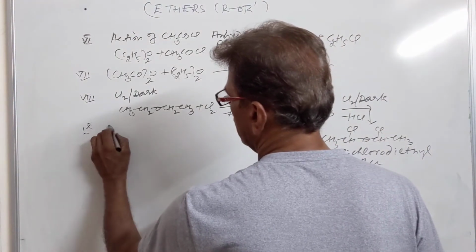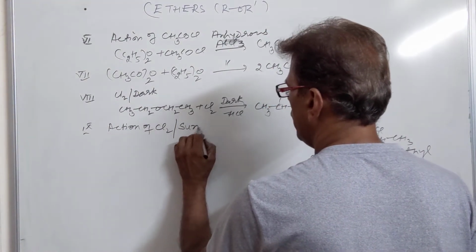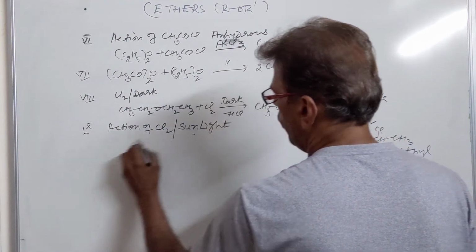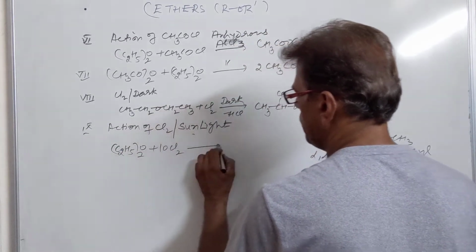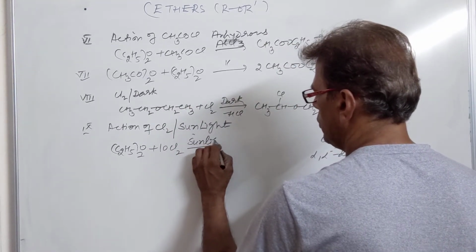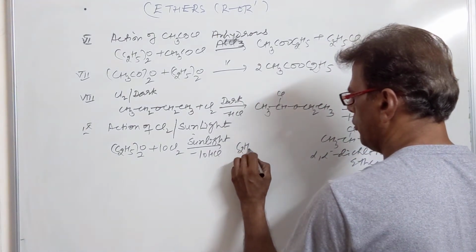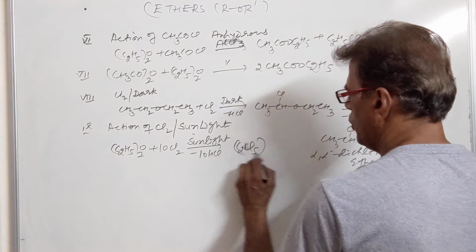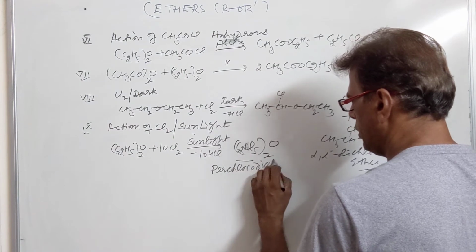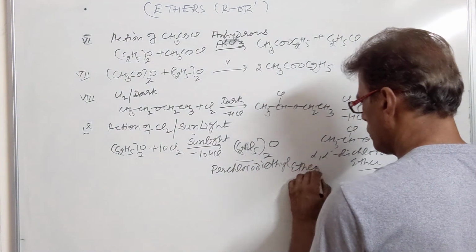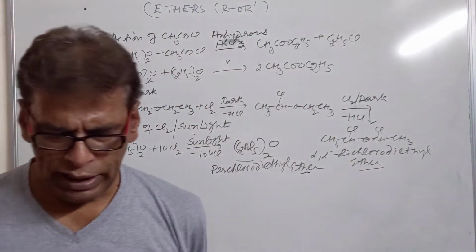Then we have the action of chlorine in the presence of sunlight. All the hydrogens of ethers will be replaced by chlorine in the presence of sunlight. This is a highly vigorous reaction. 10 HCl is lost and we get (C2Cl5)2O. This is called perchloro diethyl ether. So chlorine can produce alpha alpha dichloro as well as perchloro diethyl ether.